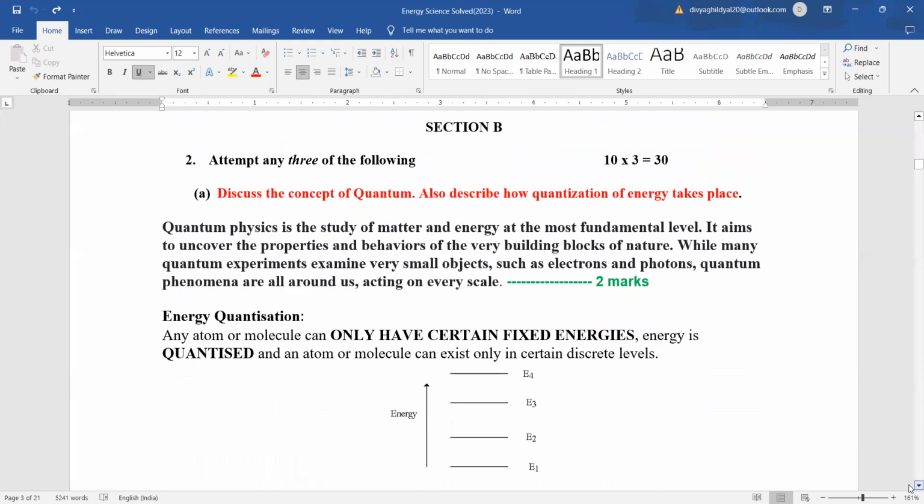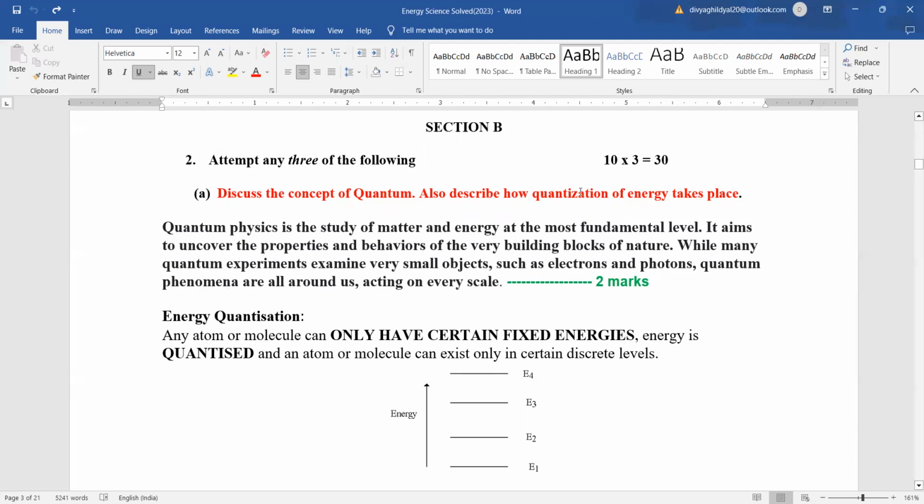Let us come to section B. These questions are of 10 marks each, and as usual, they have covered all the 5 units while giving the section B question, and they are expecting you to solve any 3. First, discuss the concept of quantum.